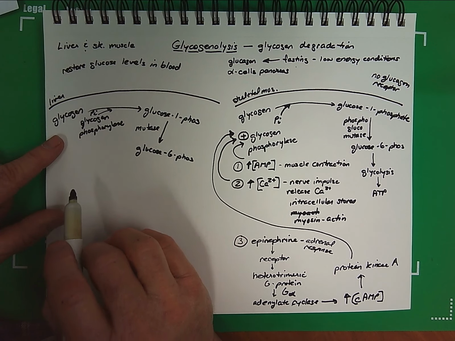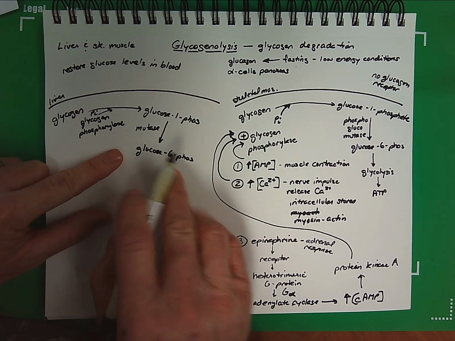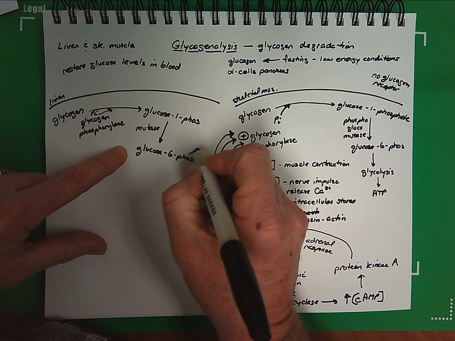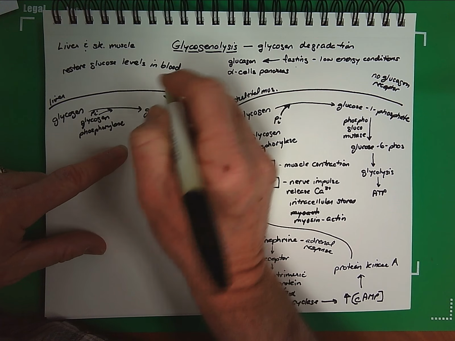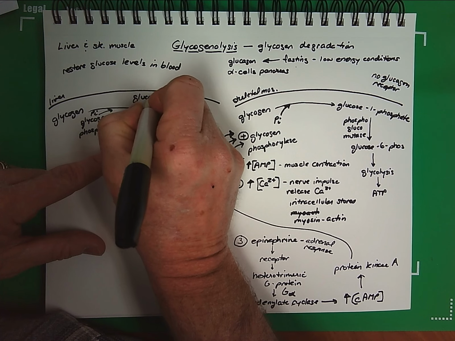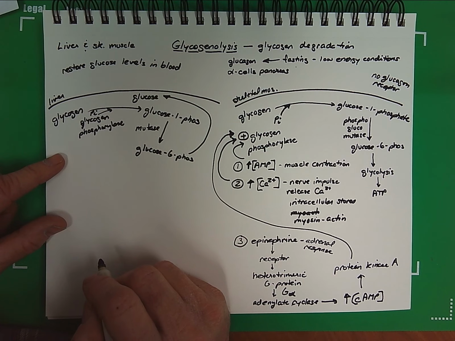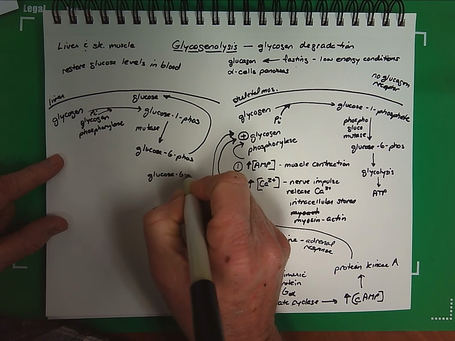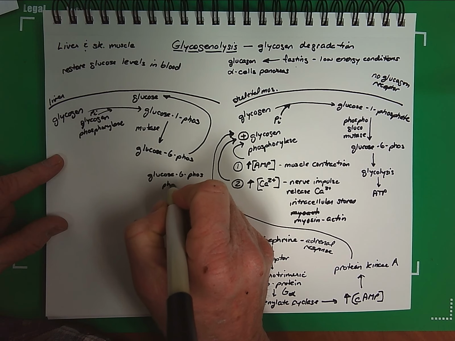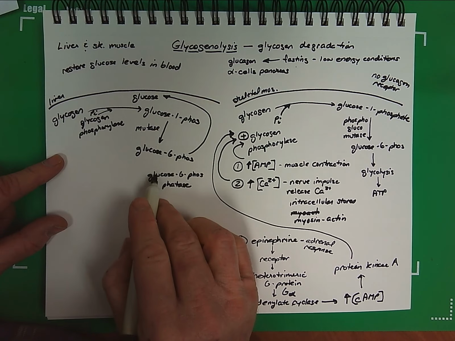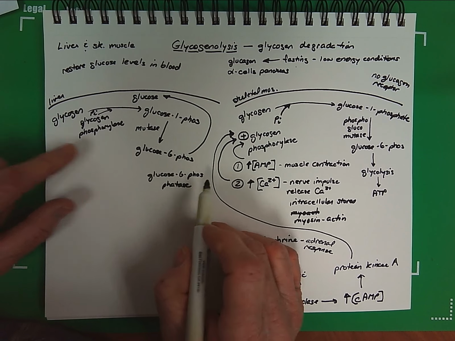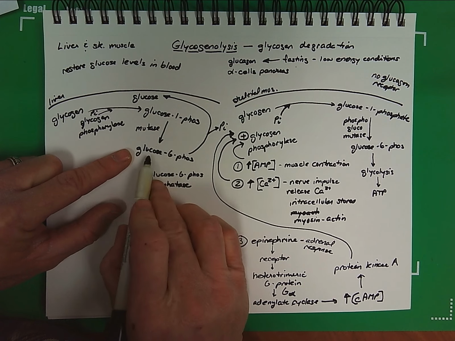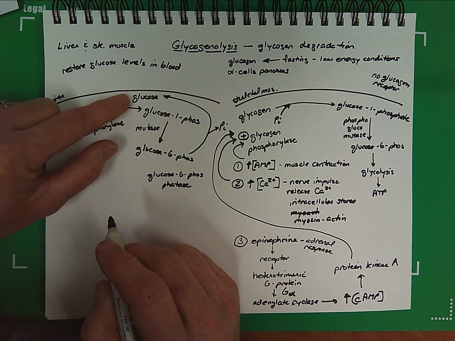But now we have a different path for the glucose 6-phosphate. In skeletal muscle, this went on to glycolysis. In liver, we are going to convert this into glucose. The enzyme that does this is called glucose 6-phosphatase. Glucose 6-phosphatase is going to remove the inorganic phosphate from the number 6 carbon of glucose, resulting in the production of free glucose.